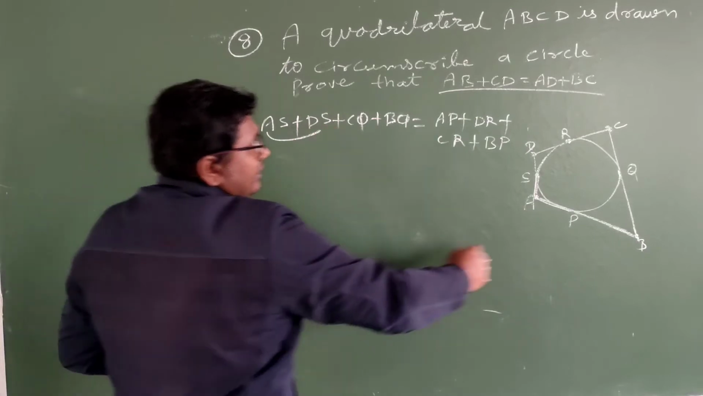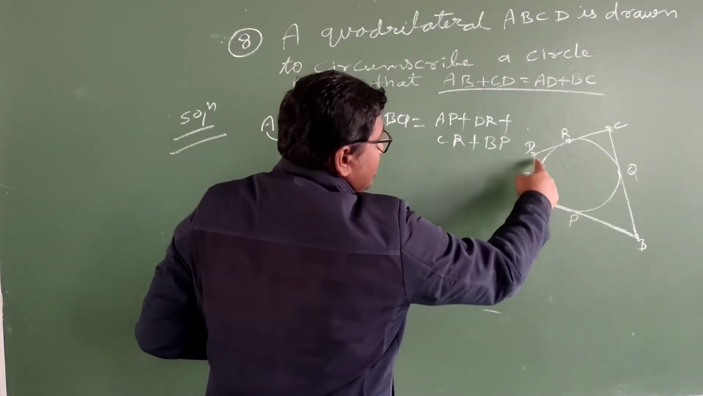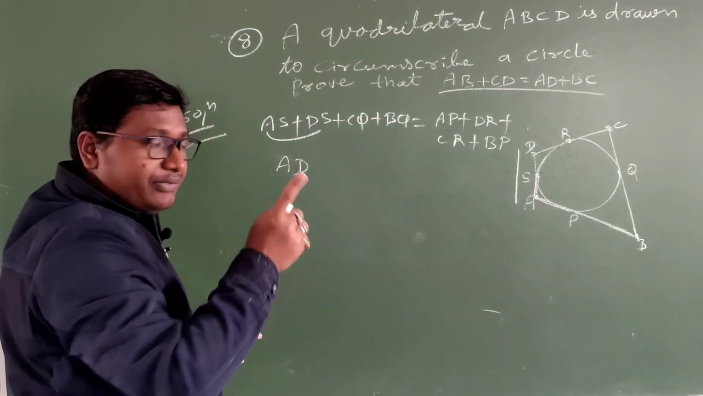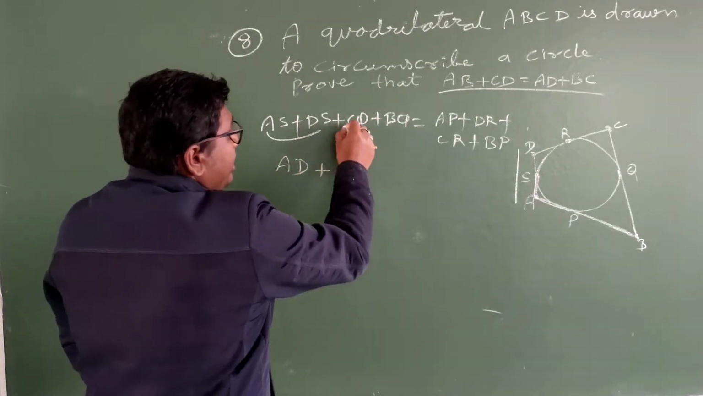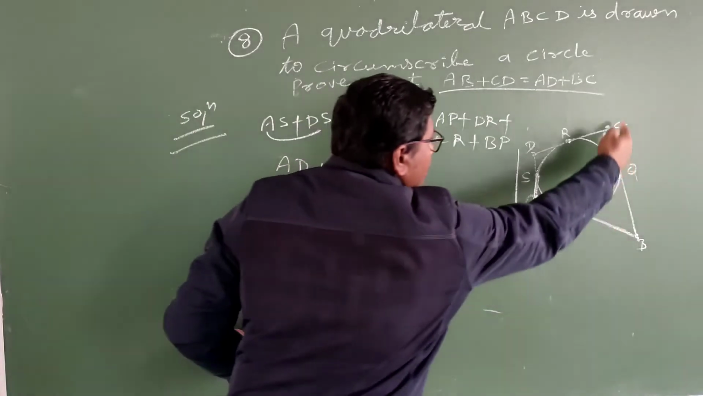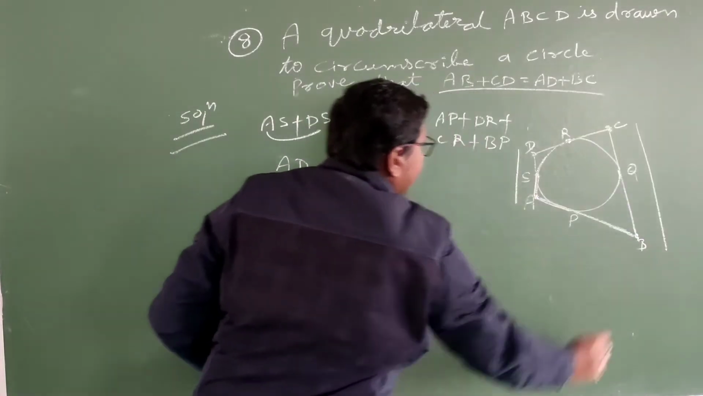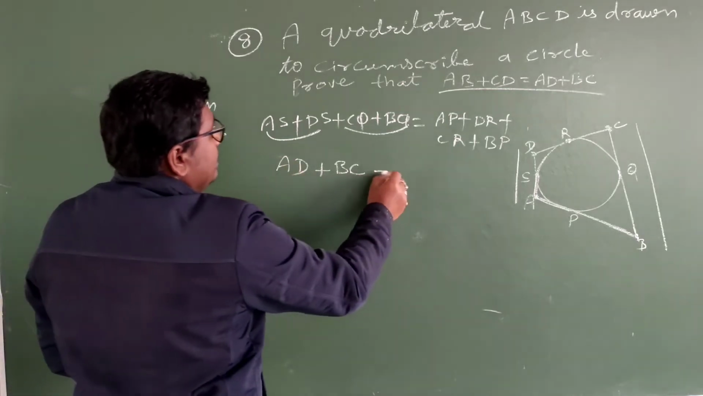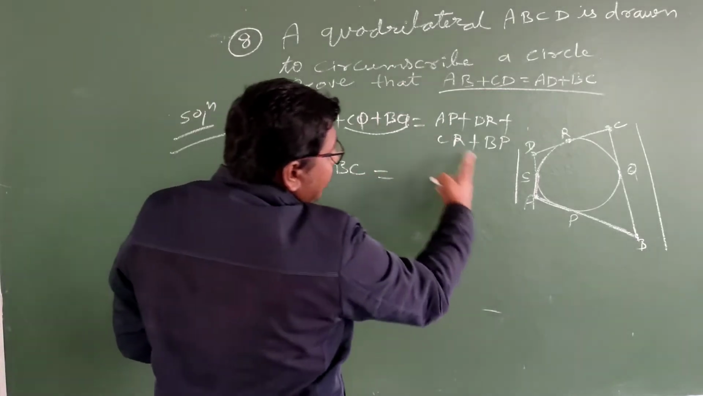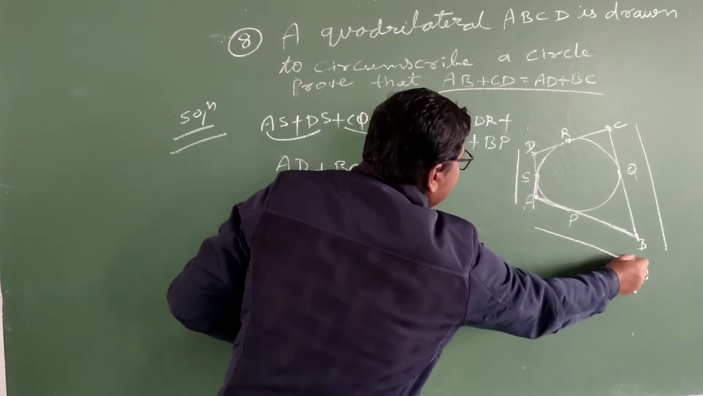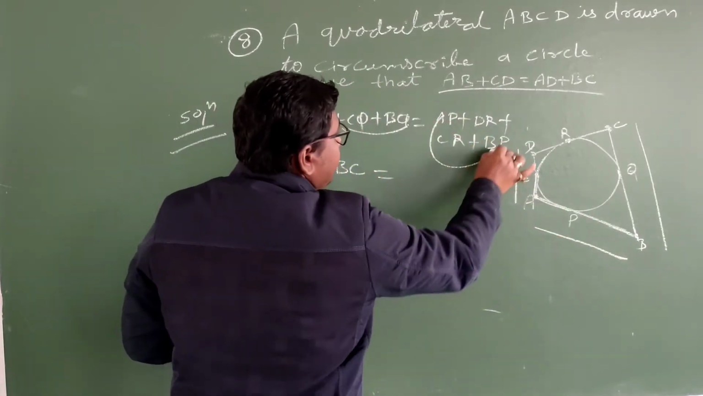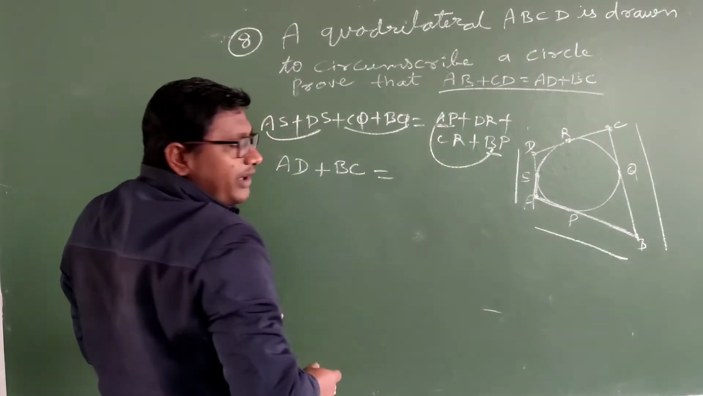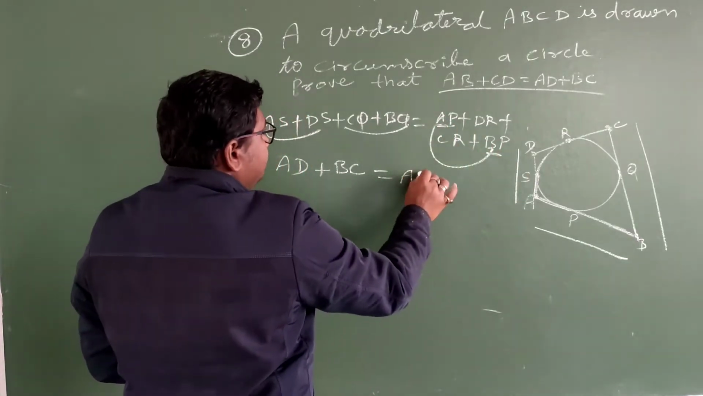AS plus DS. So what is AS plus DS? It will be the whole AD. So in place of AS plus DS, we can write AD. In this way, CQ plus BQ will make complete BC. So AD plus BC. Now here, AP and BP will make AB. So in place of AP and BP, we can write AB.